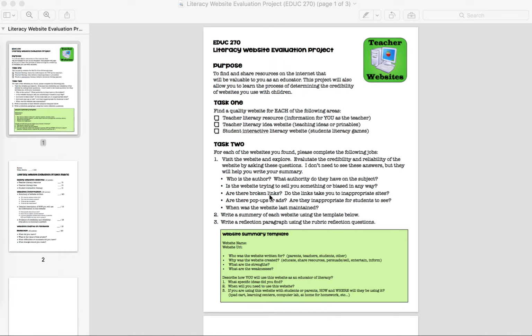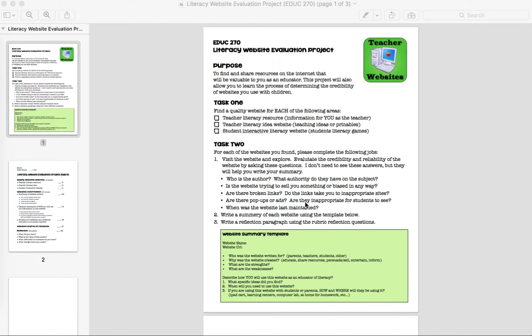Also, broken links are sometimes a sign that the site is not being maintained. And if it's not being maintained, then it might be out of date in the information that's on there. The last ones, are there pop-ups or ads? Pop-ups and ads are annoying, but they're not horrible.